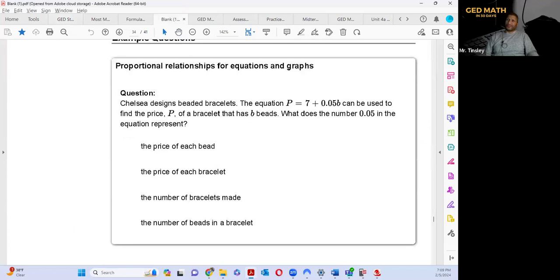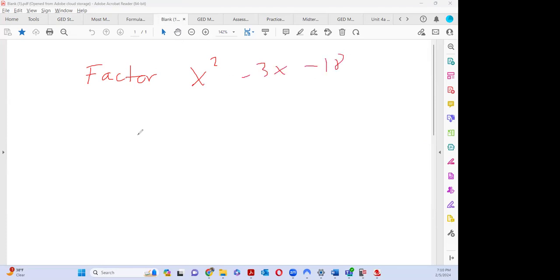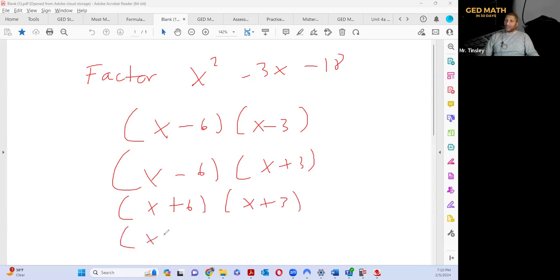Watch this. If they said factor, let's do x squared minus 3x minus 18, right? Okay. Is it x minus 6 times x minus 3, x minus 6 times x plus 3, x plus 6 times x plus 3, x plus 6 times x minus 3?